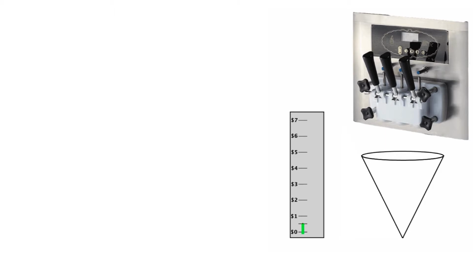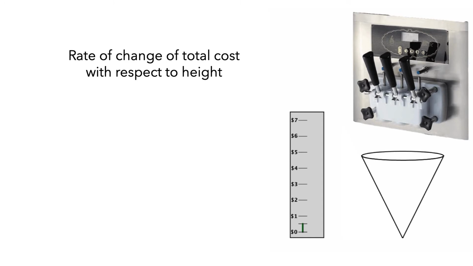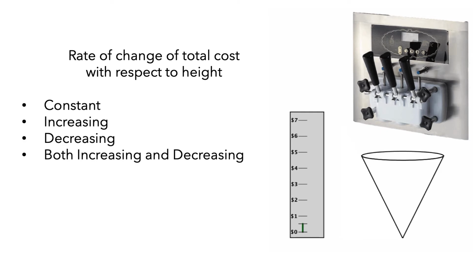It already shows a cost of 29 cents for the cone. I'll play an animation showing frozen yogurt being dispensed into the cone. As you watch the animation, think about the relationship between the height of the frozen yogurt in the cone and the total cost. In particular, you'll need to determine whether the rate of change of total cost with respect to height of the yogurt is constant, increasing, decreasing, both increasing and decreasing, or something else. I'll start the animation now.